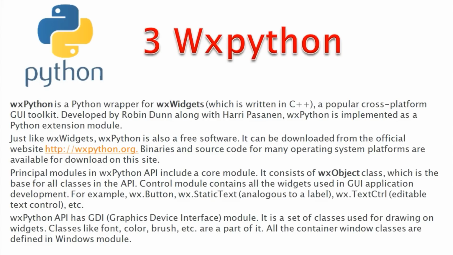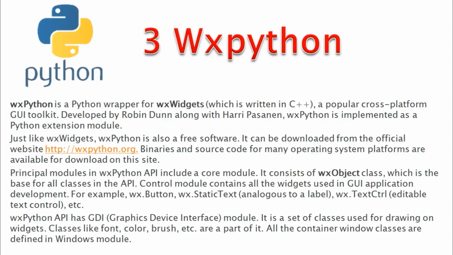The third one is wxPython. wxPython is a Python wrapper for wxWidget, which is written in C++. It is a binding of wxWidget or a wrapper of wxWidget. wxWidget is a GUI library for making graphical user interface applications in C++ language. So wxPython is a popular cross-platform GUI toolkit developed by Robin Dunn along with Harri Pasanen.